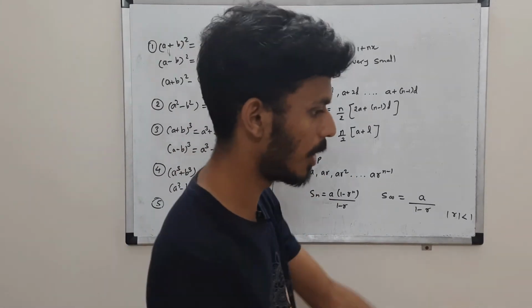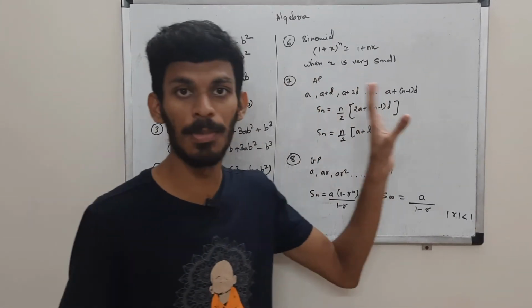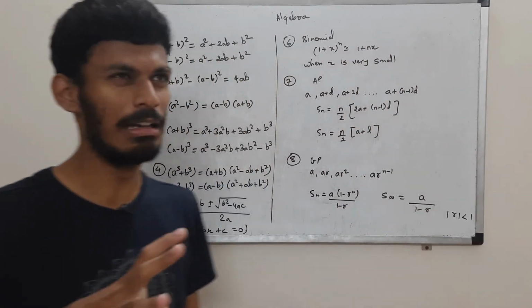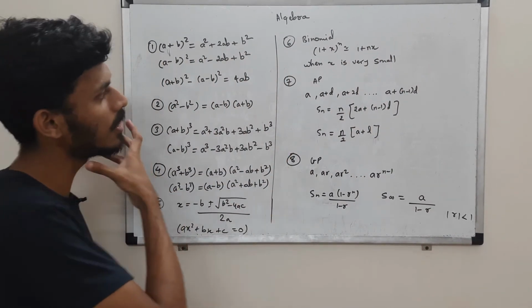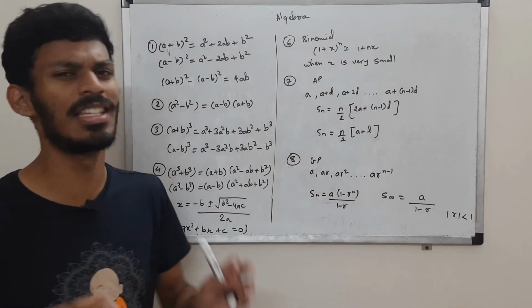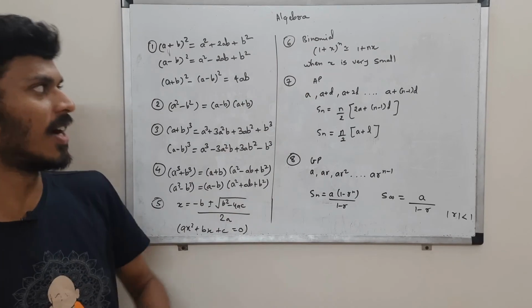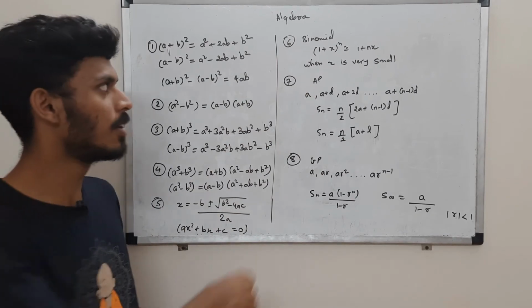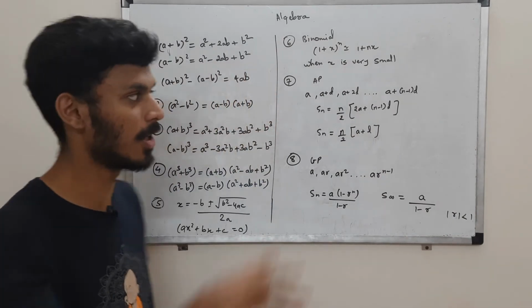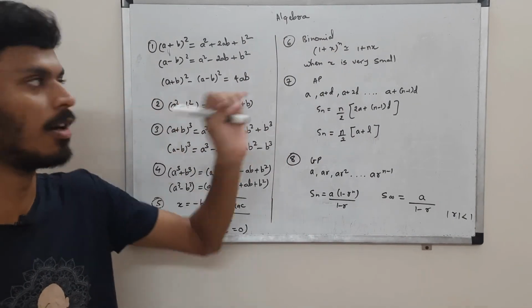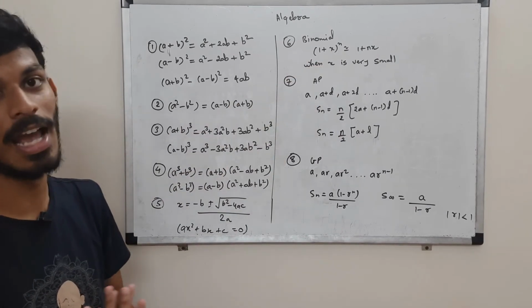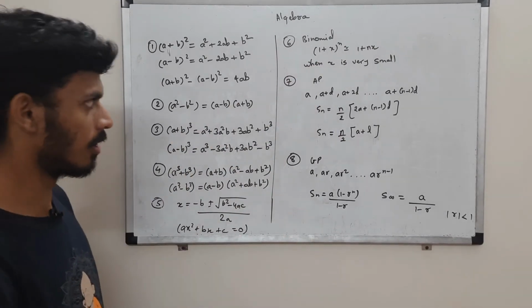Then binomial, this is a binomial approximation which we are going to use in waves chapter, I guess. If you have something like 1 plus x to the power n, and x is very small as compared to 1, then you can approximate this to 1 plus nx. You can bring the power down and directly do this approximation. This sign suggests that it is an approximation, not the true value.